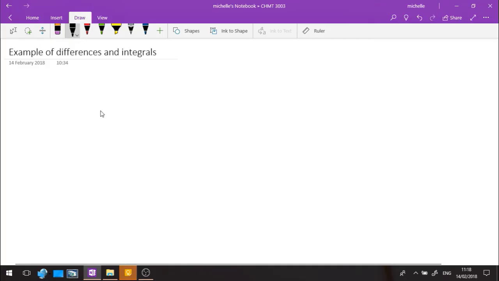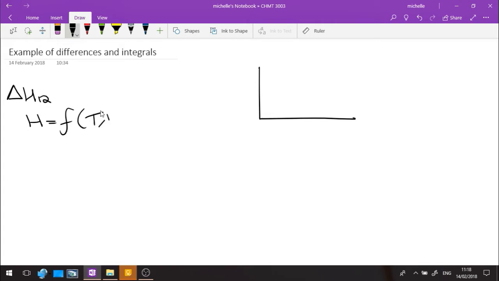Example 1, we were given this graph and you're required to find delta h12, and they say you're given H is a function of T and V. And then you're given point 1, point 1, point 3, point 2. Right. There you go. How am I going to find delta h12?